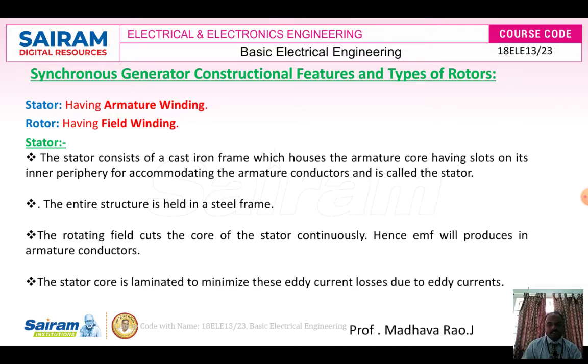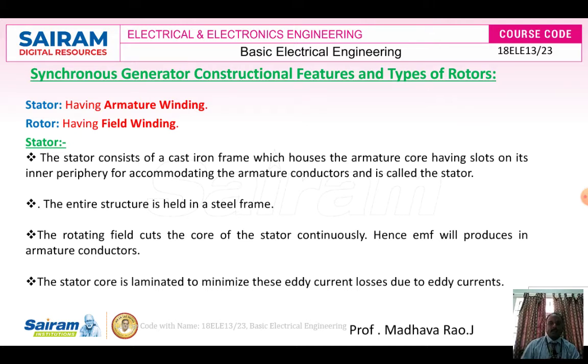The stator consists of a cast iron frame which houses the armature core. The outer frame has armature slots, and in these slots the armature winding is placed. The inner periphery of the armature, consisting of armature conductors, is called the stator. The entire structure is held in a steel frame. The outer part we can call the stator.